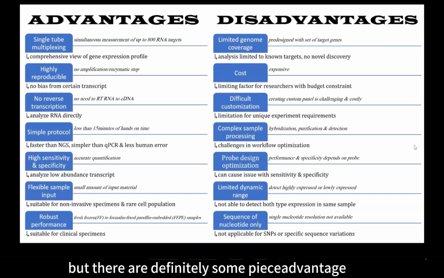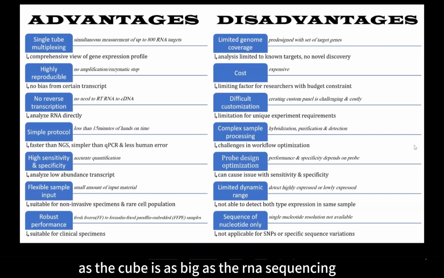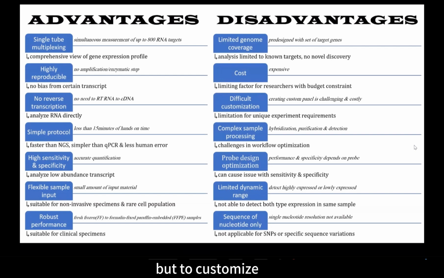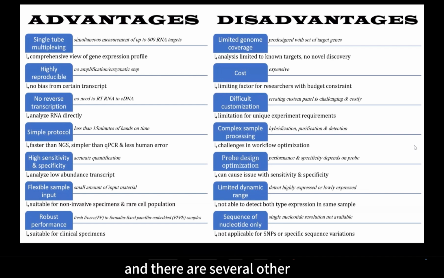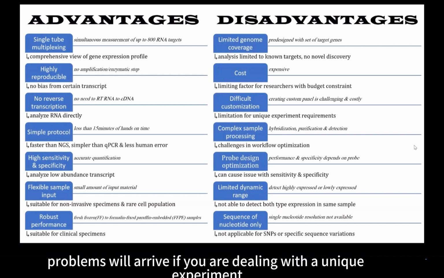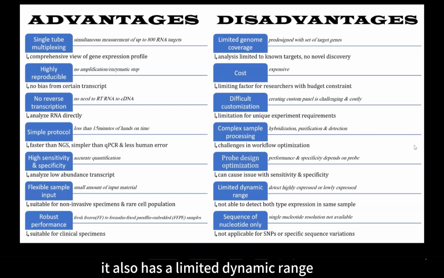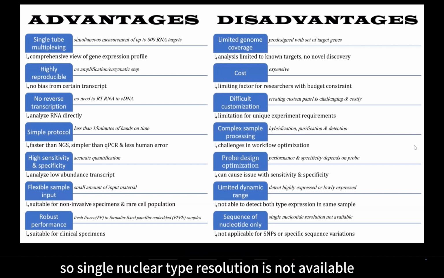But there are definitely some disadvantages because it has limited genome coverage, not as big as RNA sequencing. It's also a bit expensive and it's difficult to customize. Although it's simple, to customize a custom panel is a bit challenging and difficult. And there are several other problems that will arise if you are dealing with a unique experiment, which are the probe design optimization. And finally, it also has a limited dynamic range, and we can only find the sequence of nucleotides. So single nucleotide resolution is not available.